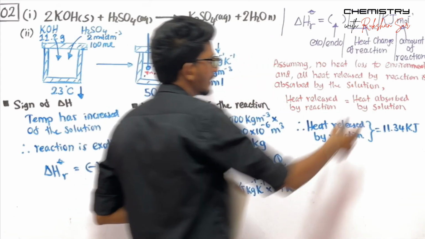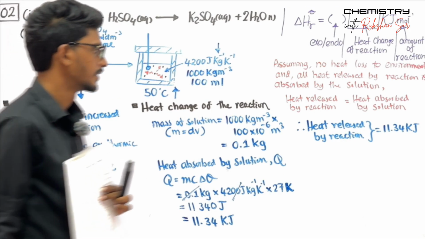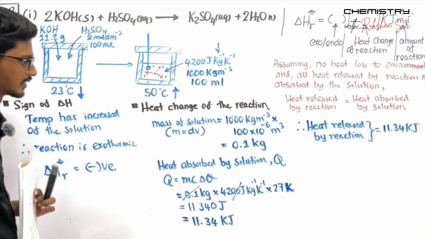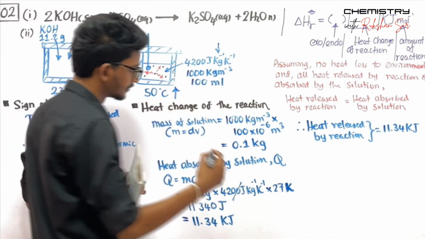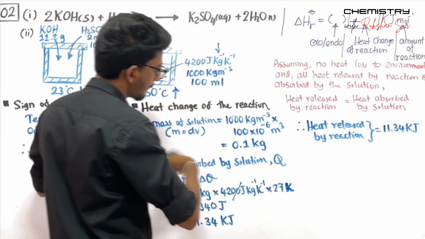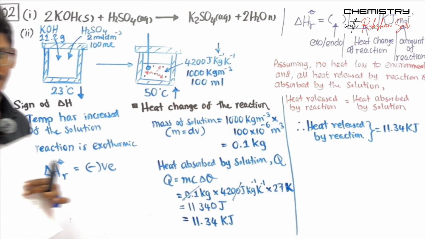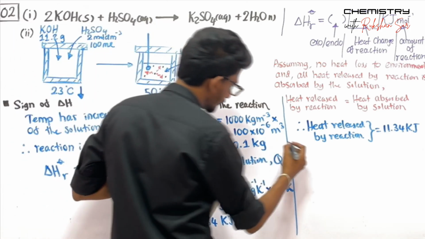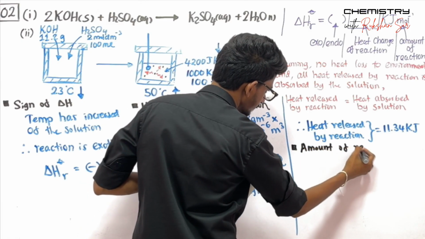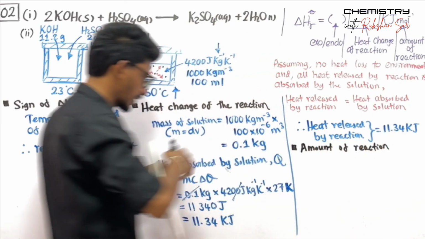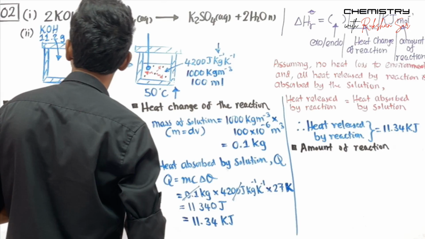Now we need to come up with the amount of reaction to solve this completely, right? So let's come up with the amount of reaction. That is the third step. For that, first we need to identify the limiting reagent, so we need to come up with the number of moles there.